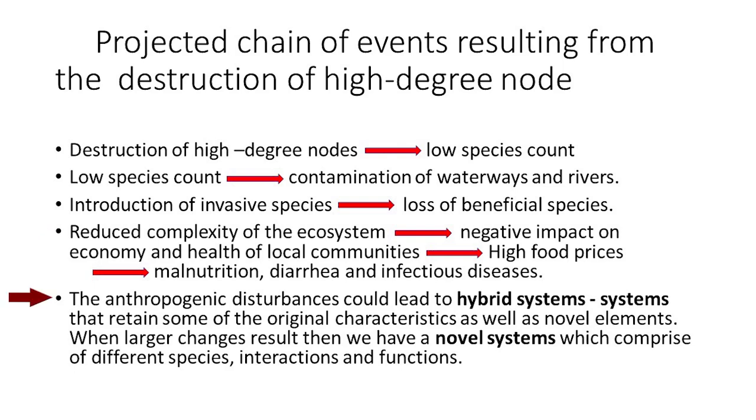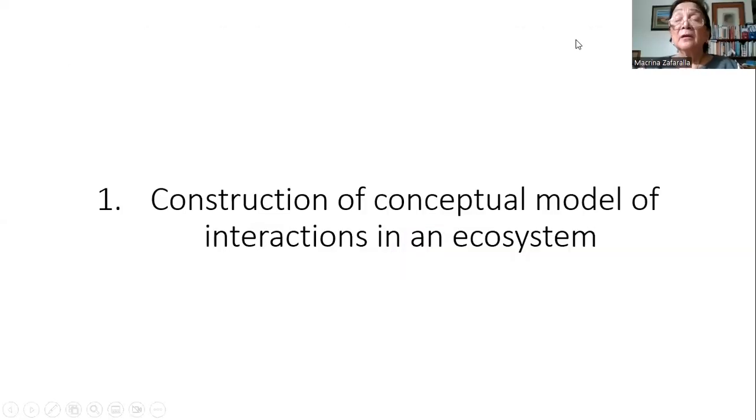The anthropogenic disturbance could lead to hybrid systems, which is a system that retains some of the original characters as well as novel elements. When larger changes result, then we have a novel system, which comprises different species, interactions, and functions.